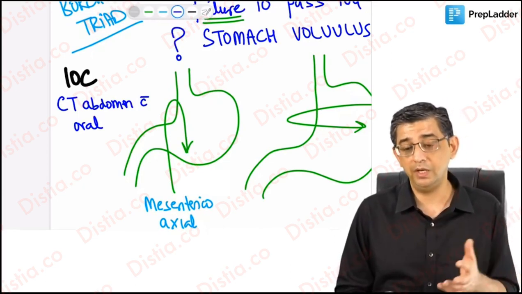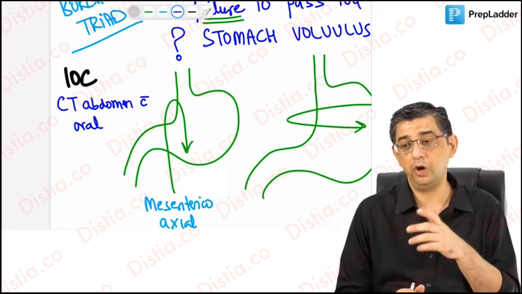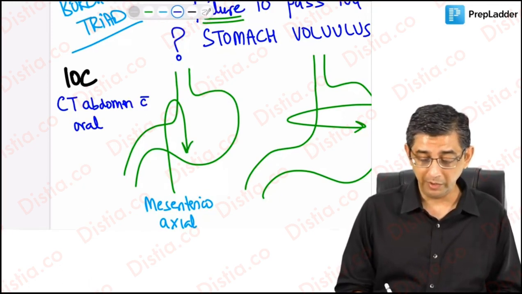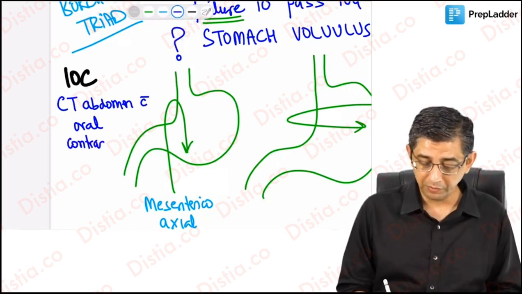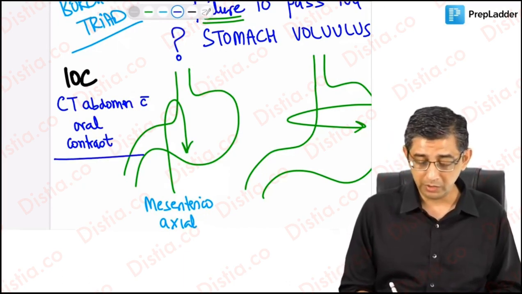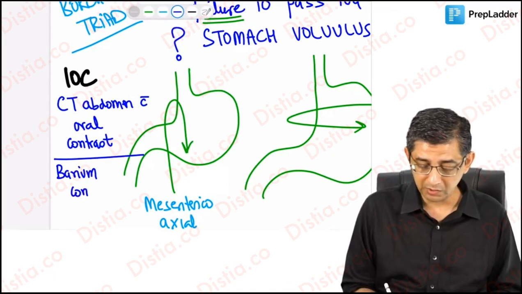The person may not be properly responding to your commands. So making a person who is that sick and not able to respond to your commands drink something is a little dicey. In this particular case, though, ideally, I should go for CT abdomen with oral contrast. The contrast will not go forwards. In some books, it is written that barium contrast studies can be done in these patients. They just use this word.